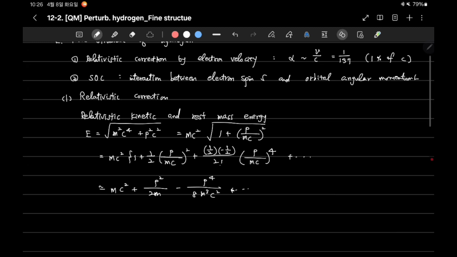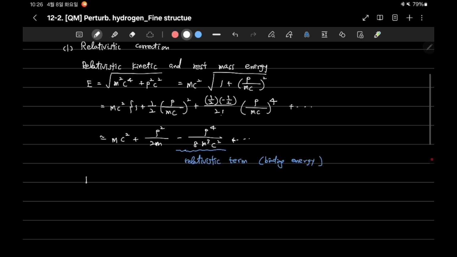Here mc squared is the rest mass energy, and p squared over 2m is the kinetic energy. The next term is the relativistic correction. The higher order terms can be ignored. But we should note that the correction is a negative value. It means that the relativistic effect can increase the binding energy.